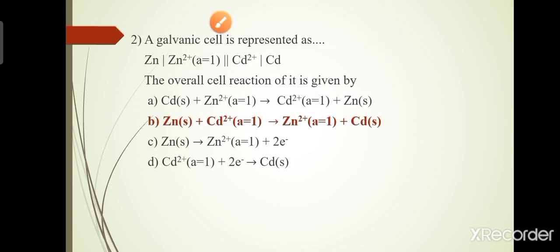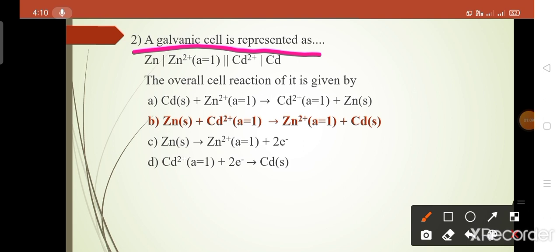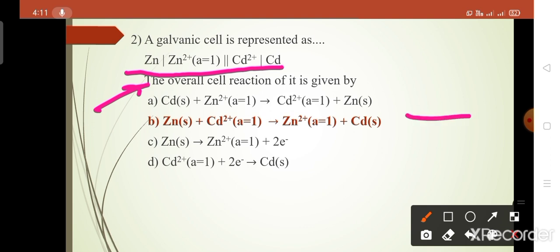Second MCQ: a galvanic cell is represented as. Here we have been given one galvanic cell, Zn / Zn2+ // Cd2+ / Cd. The overall reaction given by option B is correct, because at the left hand side the oxidation takes place, and at the right hand side the reduction takes place.